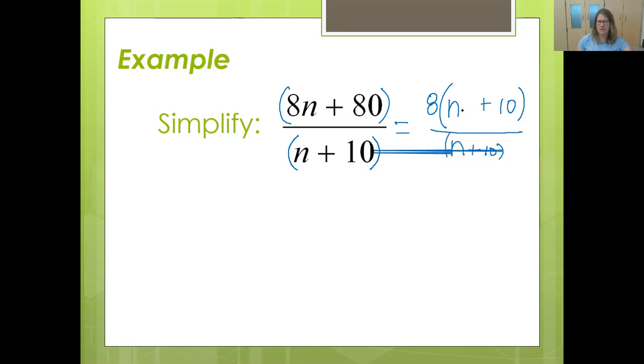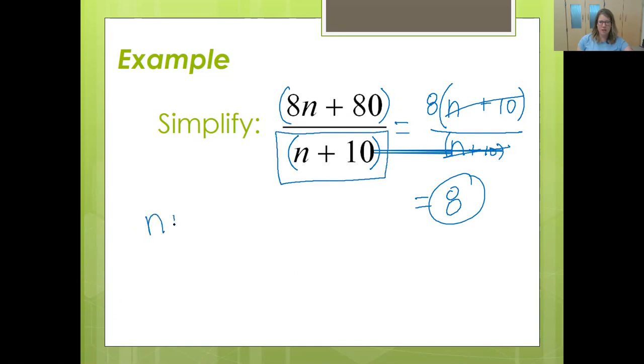Okay, now that this entire number matches this entire number, now we can cancel it out. So this whole thing just simplifies to 8. We still need to think about what n can't be, and to do that, we're going to look at the denominator.